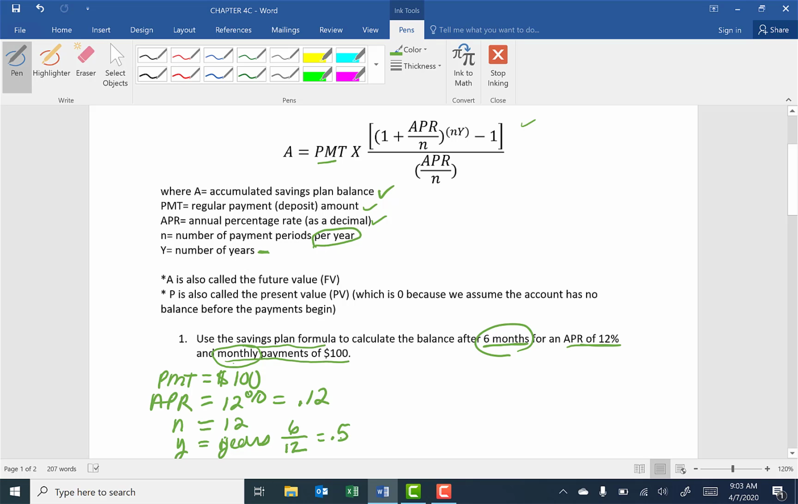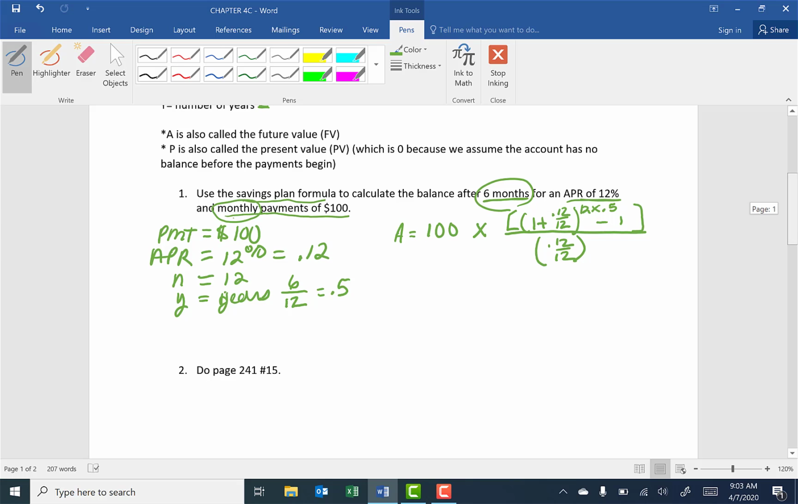Now we just fill into our formula up above. So we have A equals, the first part, payment, is by itself. So that is the $100. Times, then we have this big long fraction. And in the fraction, we have 1 plus APR over N. That would be 0.12 over 12, raised to the N times Y. That would be N is 12 times 0.5, minus 1, over 0.12 over 12.